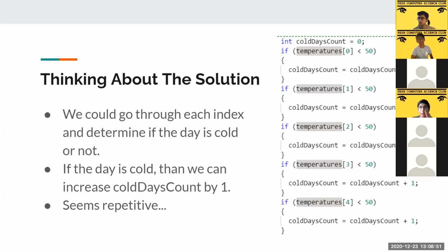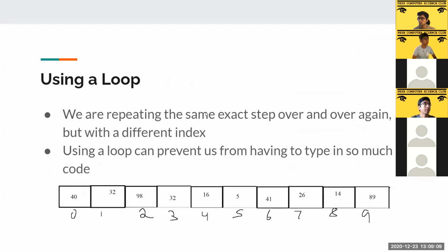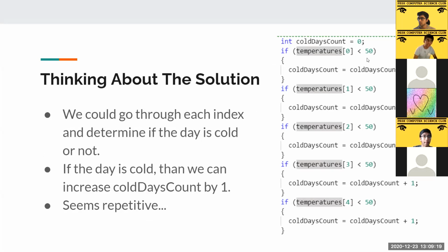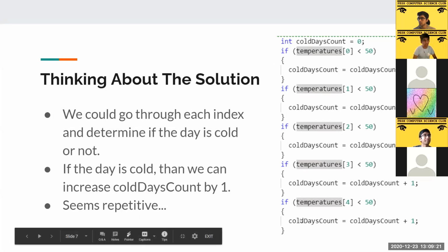Yeah, that's correct, Rithvik. You would use a for loop, because the goal of a for loop is to stop repetition. With a for loop, you don't need to write your code many times over and over again. So we can use a for loop to repeat the same exact step over and over again. The only difference between each if statement is the index. Everything else is the exact same thing.